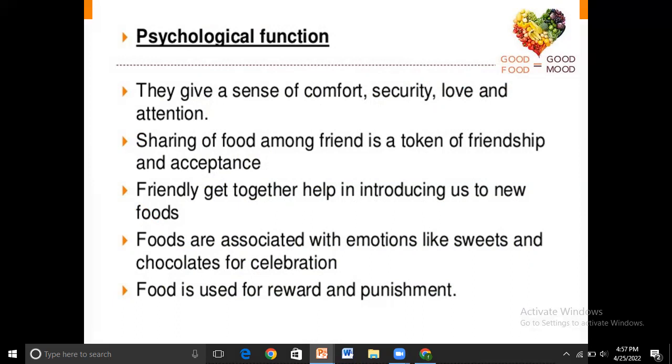Then of course sharing food, a friendly get-together. So it is associated with emotions, and is also used for reward and punishment. With small kids, we tell them, if you are a good girl I'll give you a chocolate, and if not, you won't get your chocolate or a sweet. So we use it as a reward or punishment. Food is associated with a lot of things. And of course our mood is also affected by food. Good food means good mood.